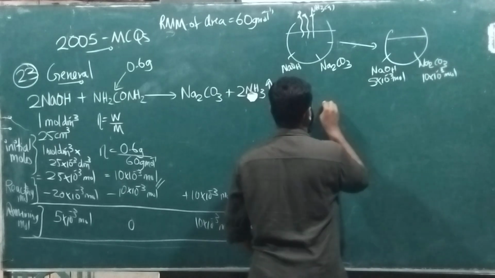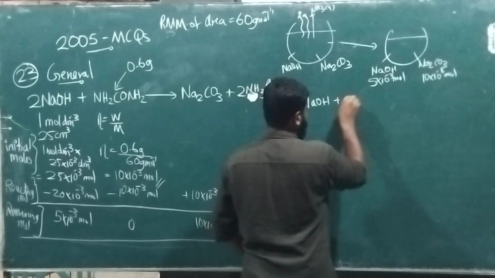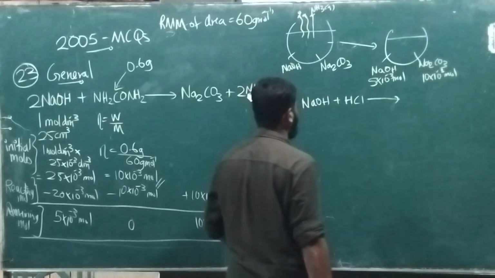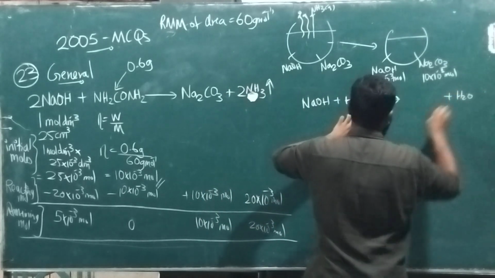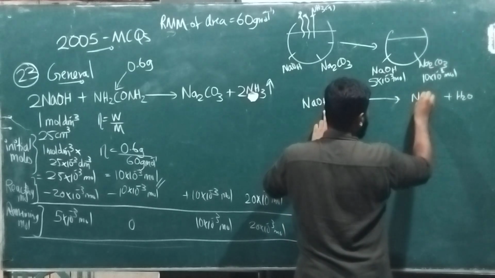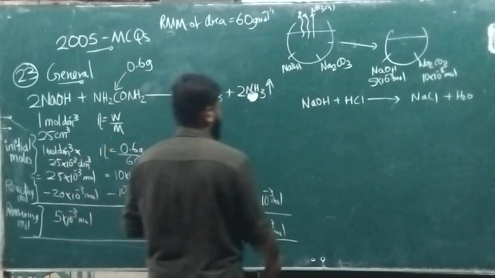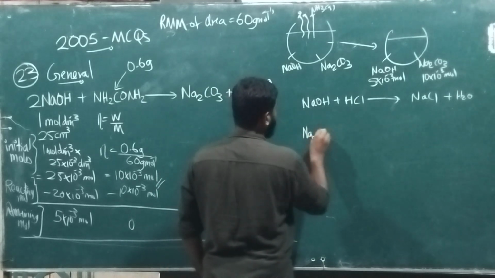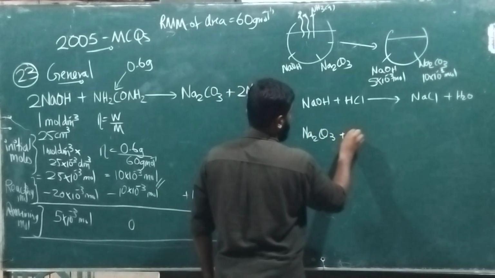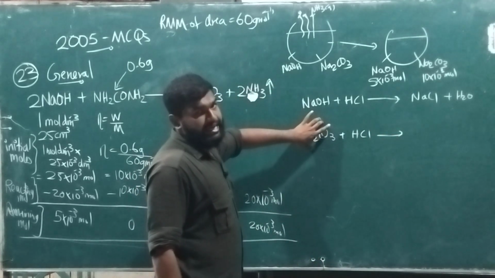So when sodium hydroxide reacts with HCl, it forms 1 mole of water and 1 mole of sodium chloride. Same way for sodium carbonate, when it reacts with HCl, now here they didn't give any indicator or something.